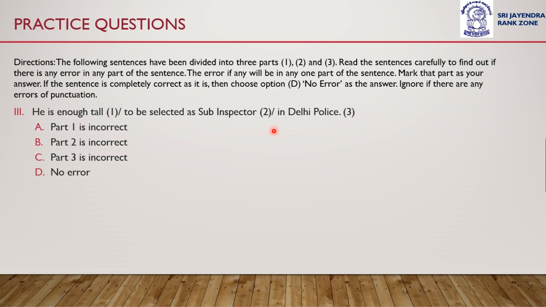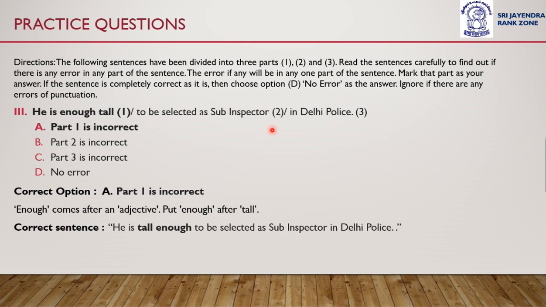Okay, students, I hope all of you have marked your answers. He is enough tall to be selected as sub-inspector in Delhi Police. So the correct answer to this question is: he is enough tall, this is the incorrect part. Part 1 is incorrect. Why? Because enough comes after an adjective and not before an adjective. So the correct statement would be he is tall enough to be selected as sub-inspector in Delhi Police.